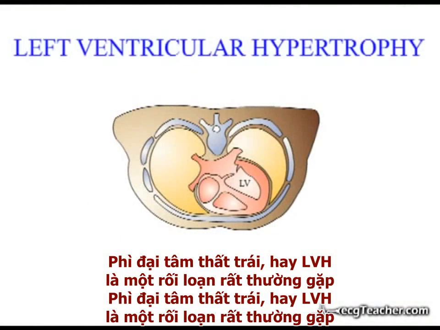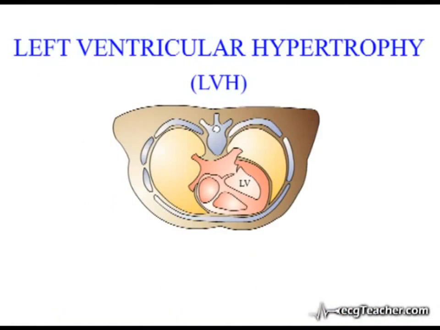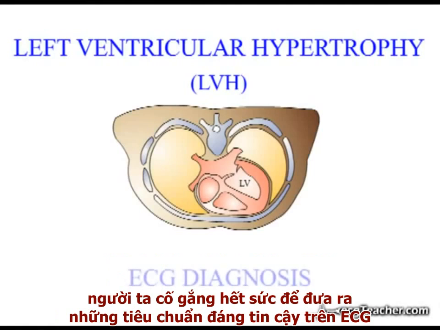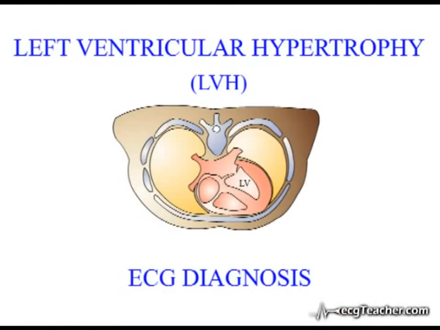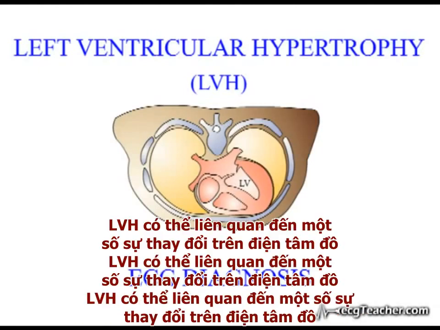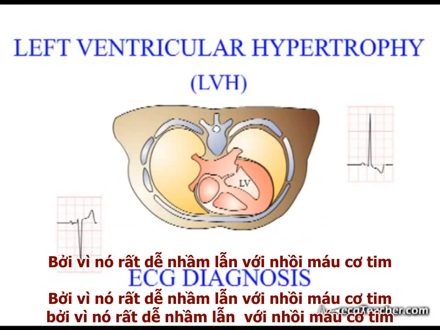Left ventricular hypertrophy, or LVH, is a very common abnormality. Because of its clinical importance, attempts have been made to develop reliable ECG criteria for diagnosing the presence of LVH in patients. In addition, in some cases, LVH may be associated with alterations to the ECG, which are of great significance in the emergency setting, as they are easily confused with the ECG changes of myocardial infarction.